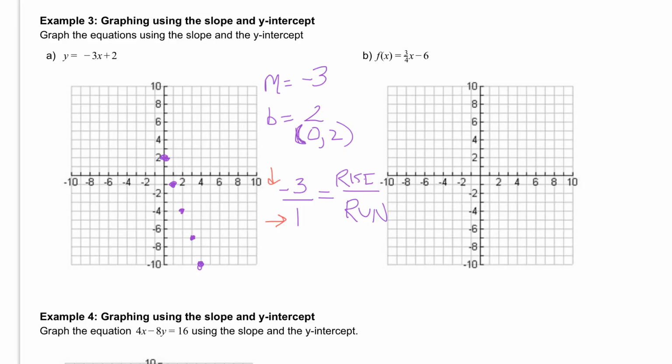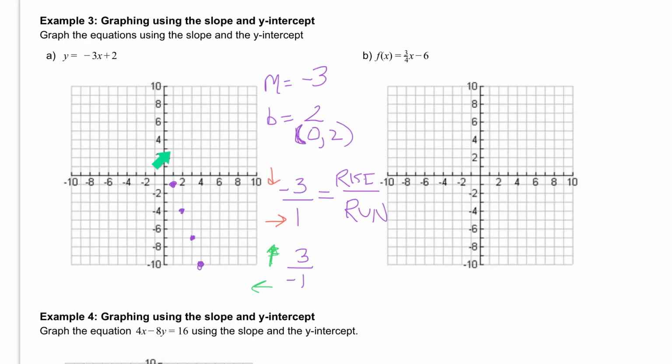Now, instead of having to go down and to the right, sometimes you might run out of room going down. You might come to this point and say, ooh, I needed another one and I have nowhere to go. So you can always do the complete opposite. So negative 3 over 1 is the same thing as writing 3 over negative 1. So this way it would tell me to go up 3, since it's positive on the top, and to the left 1, since it's negative on the bottom.